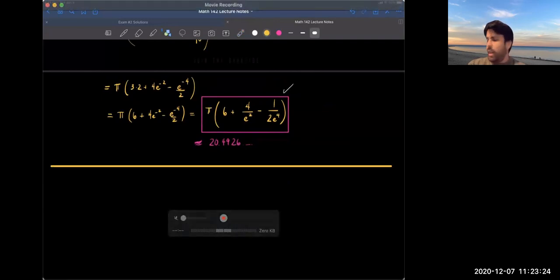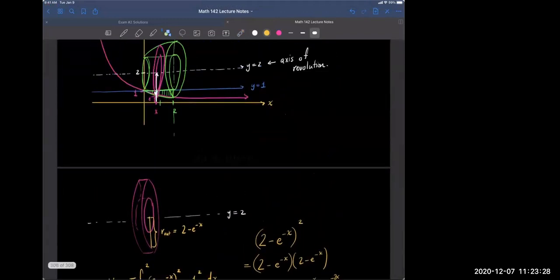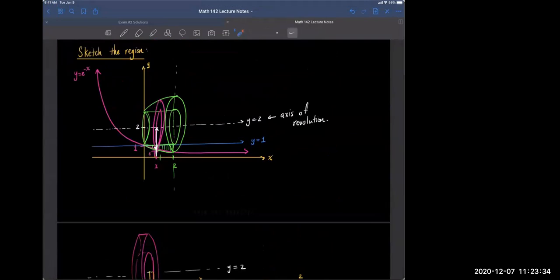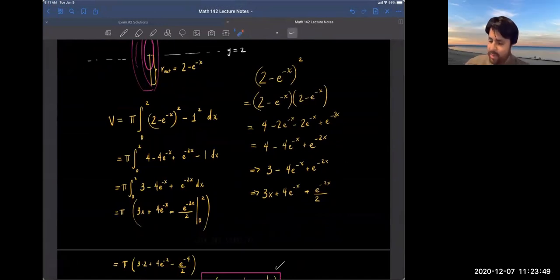Yeah, the method is correct. There's nothing that we did that was not correct from my vantage point. On the symbolab, I don't know, it shows pi times 2 plus 4 over e squared plus e to the fourth minus 1 divided by 2e to the fourth. I don't know if that helps. Not so much.